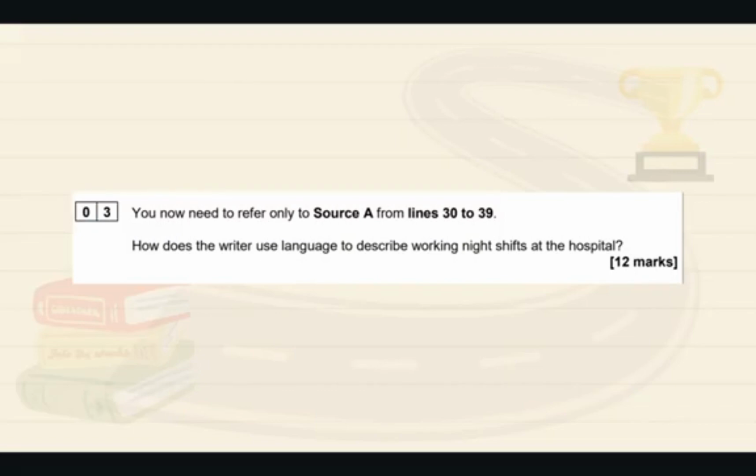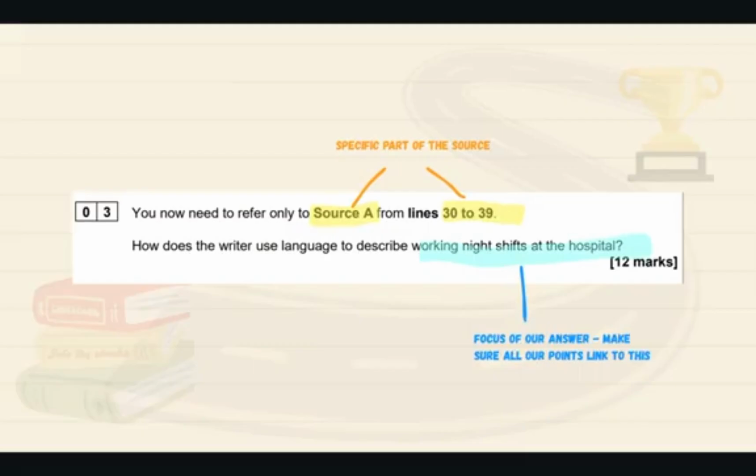Right, let's have a look together. So, the source A and lines 30 to 39 shows that this question is asking for us to look at a specific part of the source. The part where it says working night shifts at the hospital shows that's the focus of our answer, and we have to make sure all of our points link to this. Language shows us we have to focus on language methods, for example, a list, repetition, and metaphor.